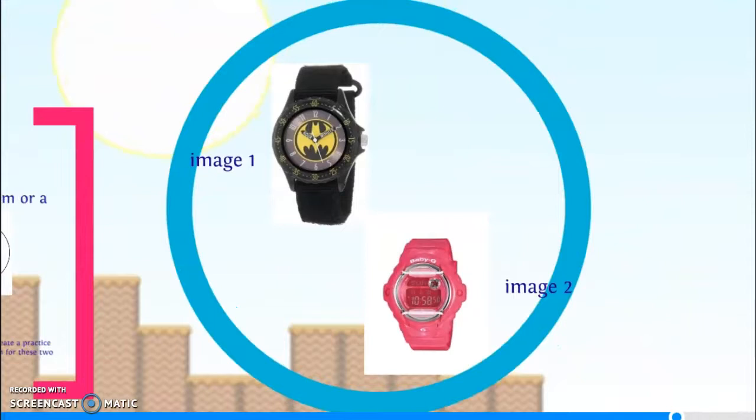Here you have two watches. What is something that we can compare when it comes to these two watches? How are they different? How are they alike? Well, we do know that they are both watches. One is black, one is pink. What else do you notice?